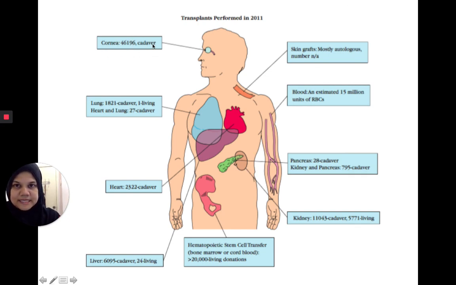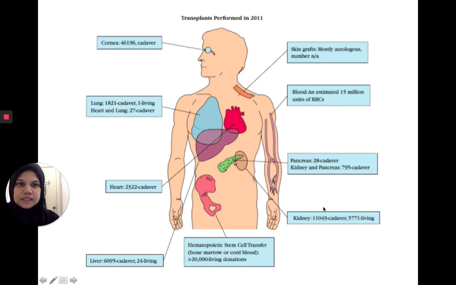of transplants performed, and most of them come from cadavers. And if you remember why that is, probably because it's one of the safest or most likely to succeed transplants. Remember the whole immune sequestration, so less likely to be rejected. The other one is the hematopoietic stem cell transfer, so the second most frequent transplant performed.